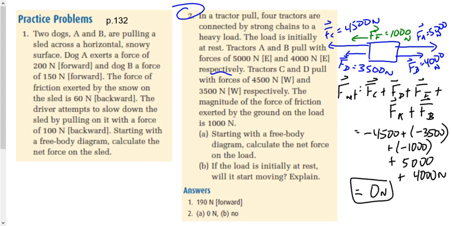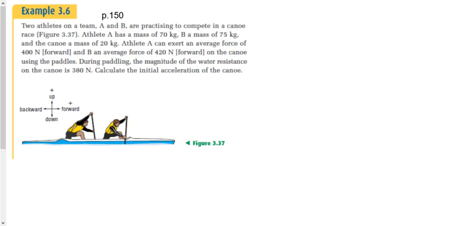Does it move? Is it initially going to start moving? No. An object at rest will stay at rest if the force is all balanced. If this was already moving, what would happen to it? It would keep moving at a constant velocity, because an object in motion stays in motion at a constant velocity as long as the force remains balanced. Okay, how many people got that? Good, good. Let's take a look at another example then on page 150 here.